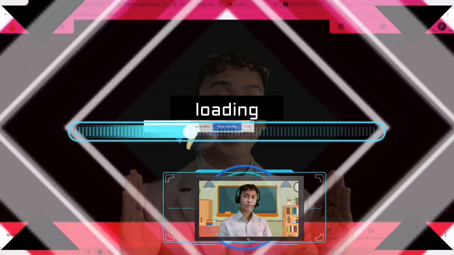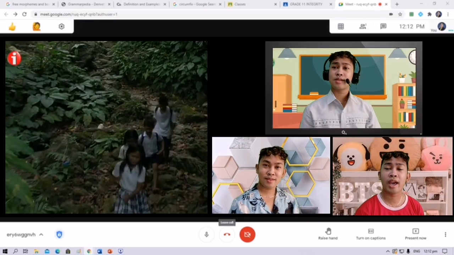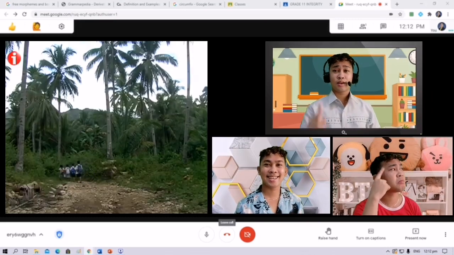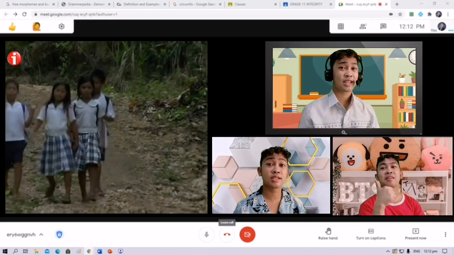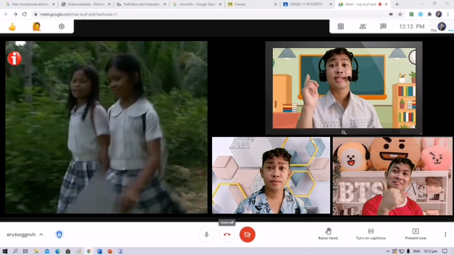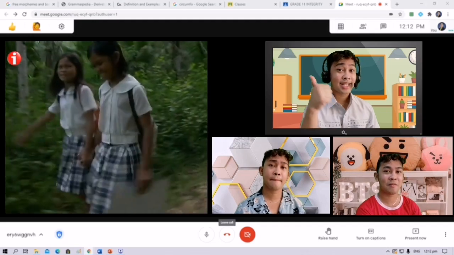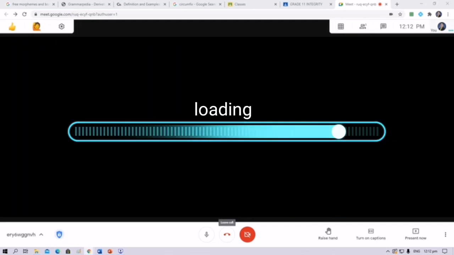Here is an example scenario. The teacher and the students are watching a documentary of Sandra Aguinaldo about the difficulty of traversing the rocky shoals and the raging river students are facing every time they come to school.